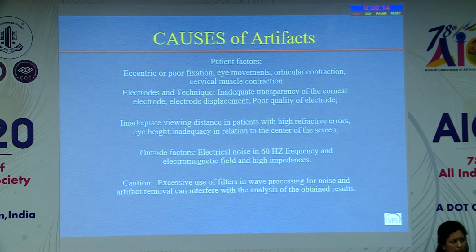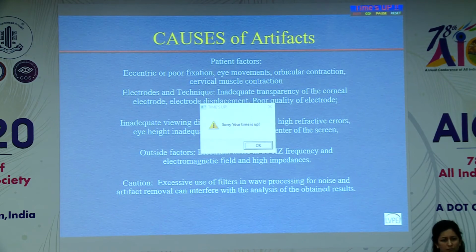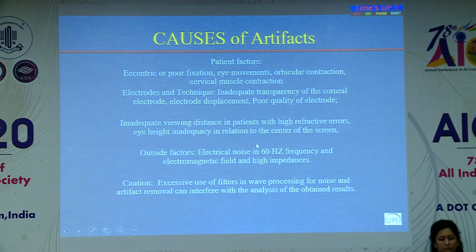And then there are other factors, as I said, the electrical noise and the electrical field which is around them, and the high impedance. So for every recording we should check the impedance first, make sure that the baseline is good, and then do the recording. Sometimes we use excessive filters. So when there's too much response, we use filters to remove these waveforms. This can sometimes artificially change the analysis. So it's better to treat the cause rather than just put in filters and do the averaging to reduce your artifacts.